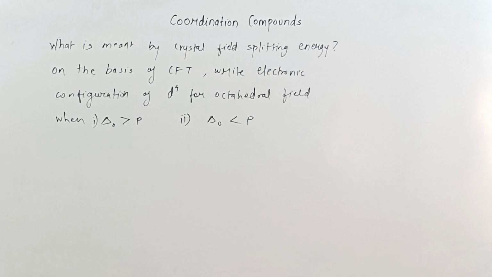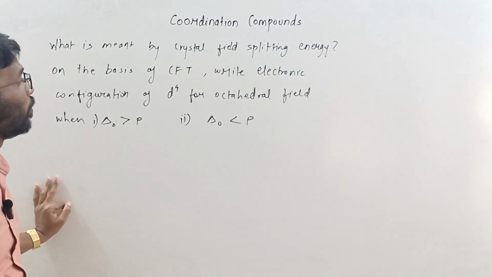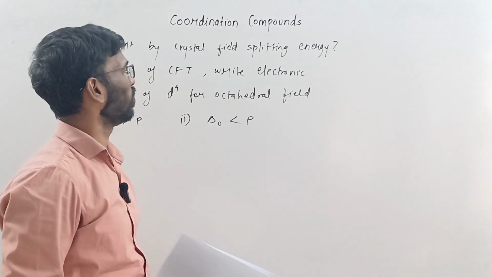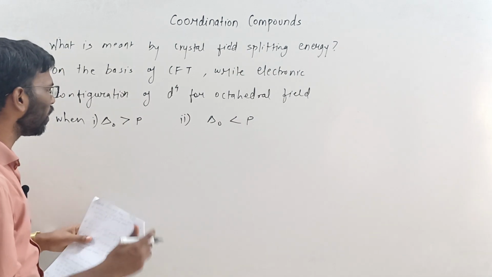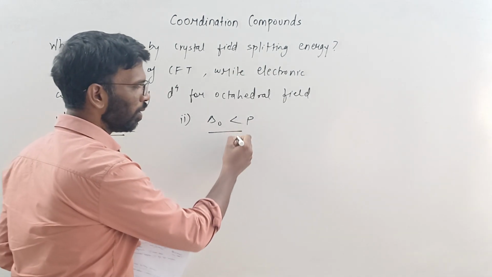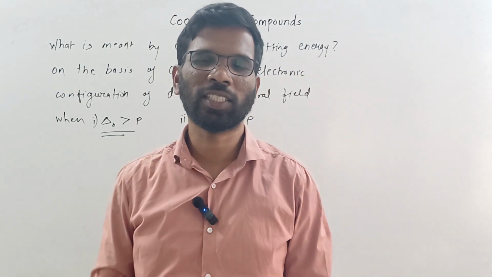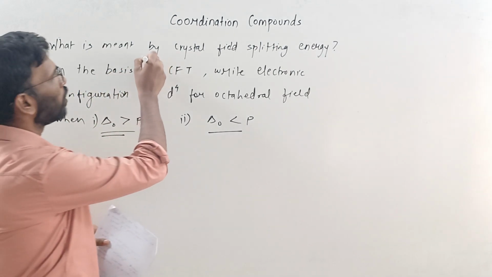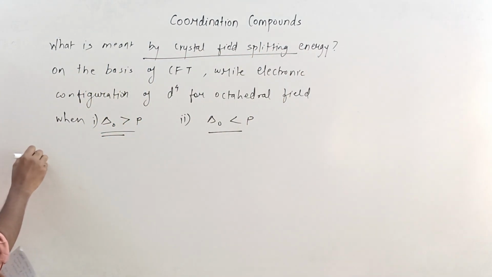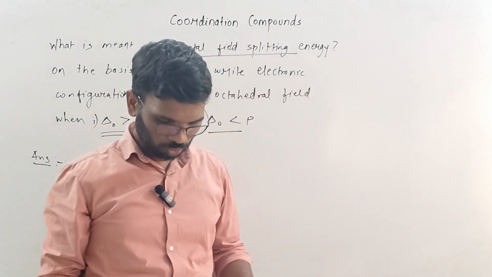This question is asked: what is meant by crystal field splitting energy or crystal field stabilization energy, that is CFSE? On the basis of CFT, crystal field theory, write the electronic configuration for delta naught greater than P and delta naught less than P. P is the pairing energy; I will discuss that. What is the meaning of this? You should be writing the proper answer in an exam, so, the definition.